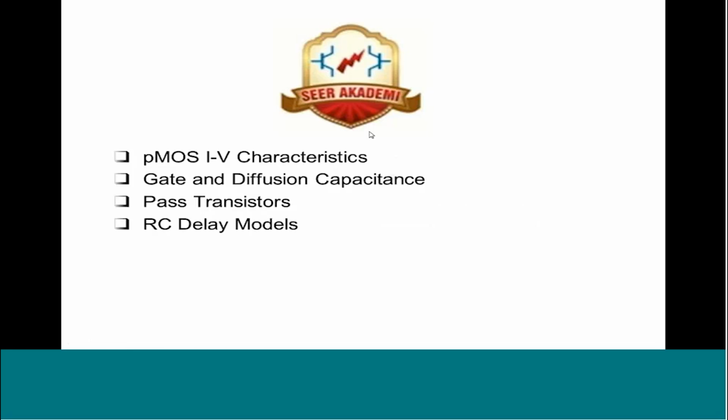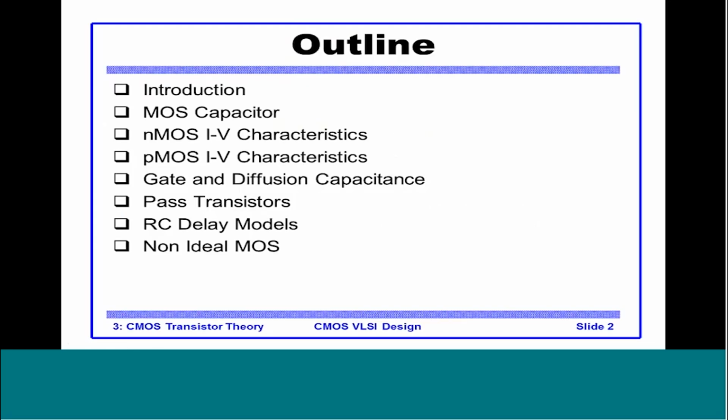The outline of this presentation is we will study about the MOS capacitor in detail. We will look at the IV characteristics of NMOS and PMOS. We will look at how to encounter different capacitances in a MOS circuit. We will understand various capacitances associated with it. We will look at the two major types of capacitances, gate and diffusion.